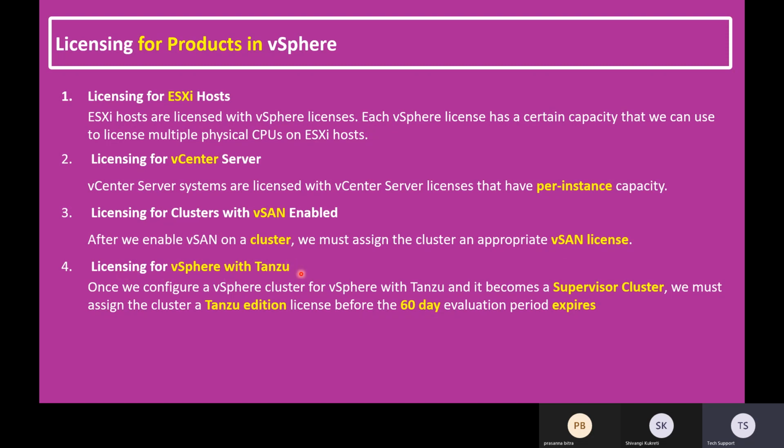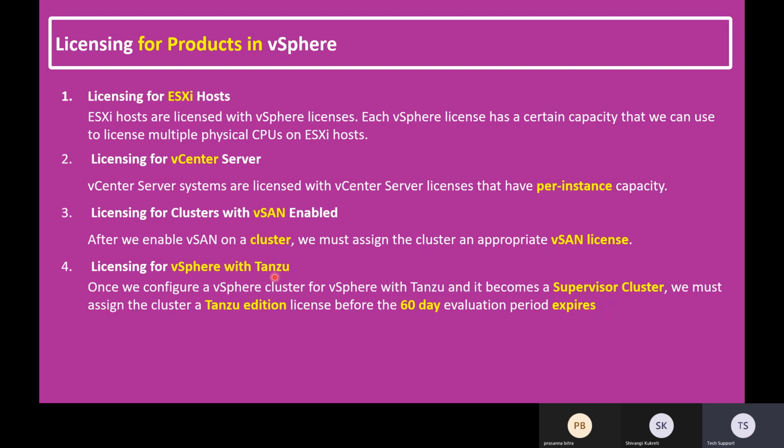And licensing for vSphere with Tanzu. This is the new Kubernetes concept. Kubernetes is basically open source. If you need additional support for the open source product, VMware renamed that native name to vSphere with Tanzu. Okay, using vSphere with Tanzu, if you want to use the Tanzu Kubernetes platform, we require an additional license key. Once we configure a vSphere cluster for vSphere with Tanzu and it becomes a supervisor cluster, we must assign the cluster a Tanzu edition license before the 60-day evaluation period expires. By default, when you start using vSphere with Tanzu, we have a 60-day evaluation period. Within the evaluation period, we have to renew the license key.